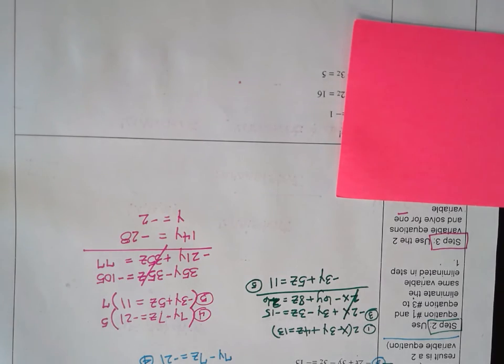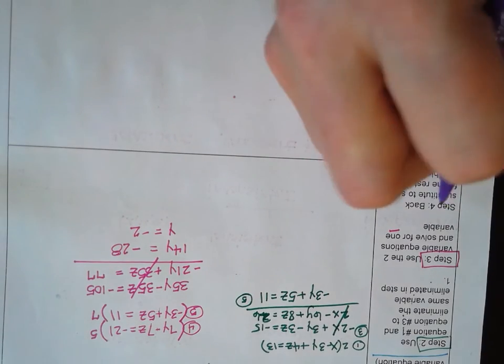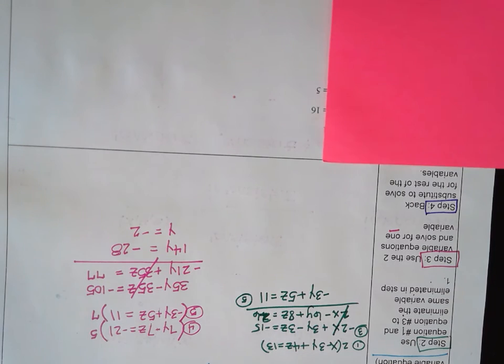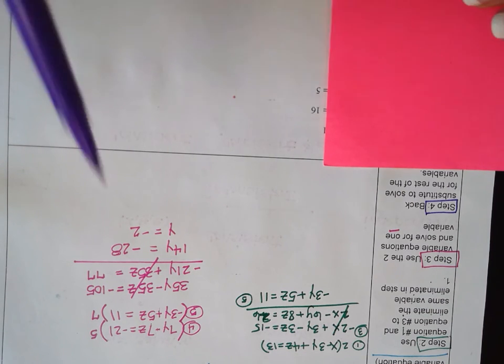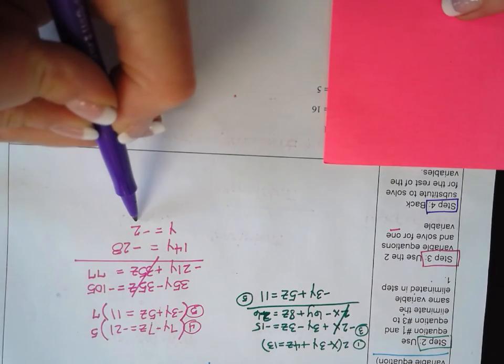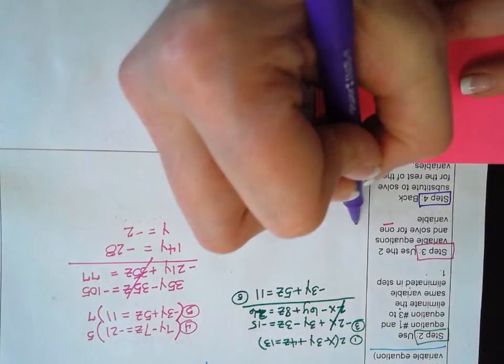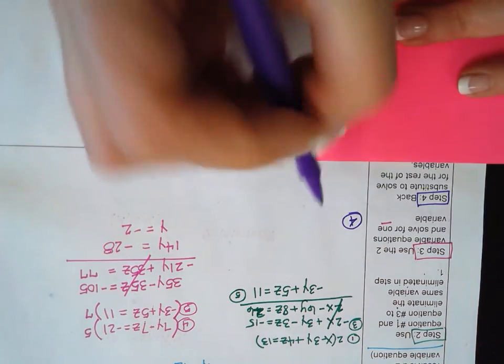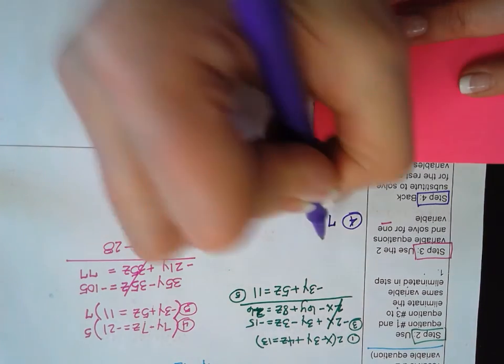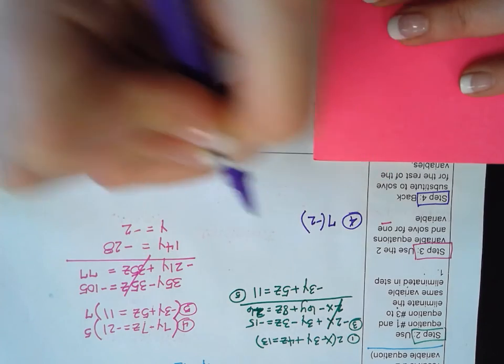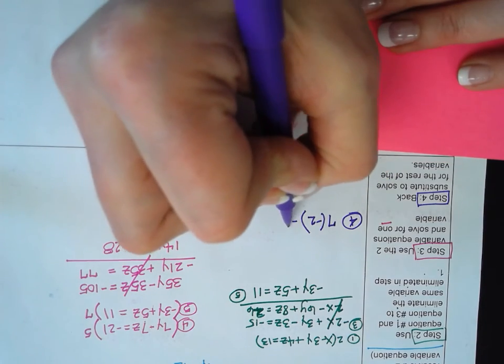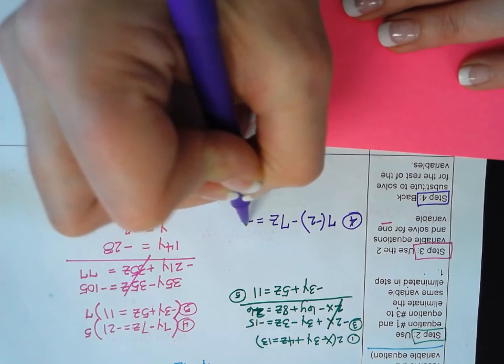Perfect. All right, now last step. Back substitute it into equations to solve for other variables. So I know one variable, y, so let's substitute it into equation 4. So I have 7 times negative 2 minus 7z equals negative 21.